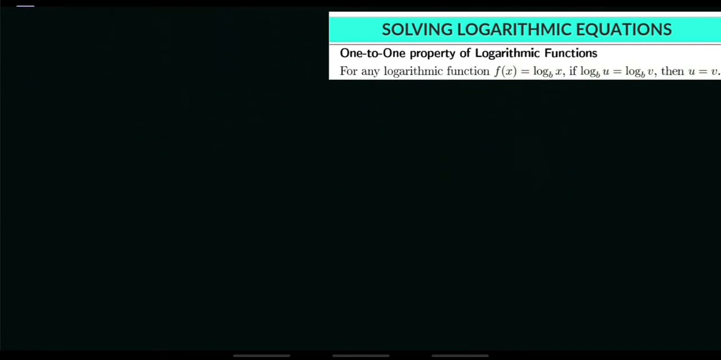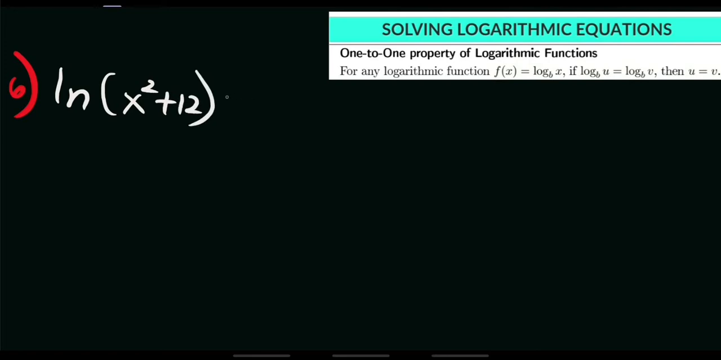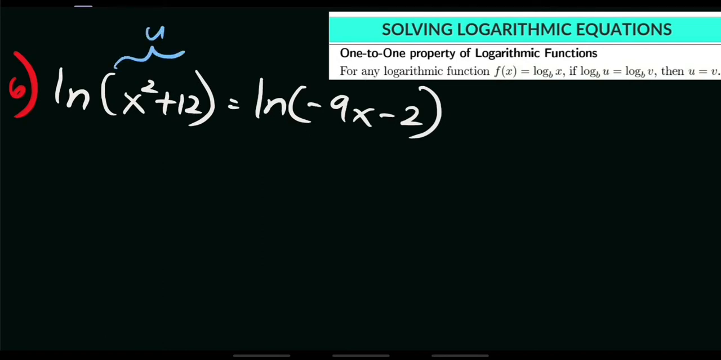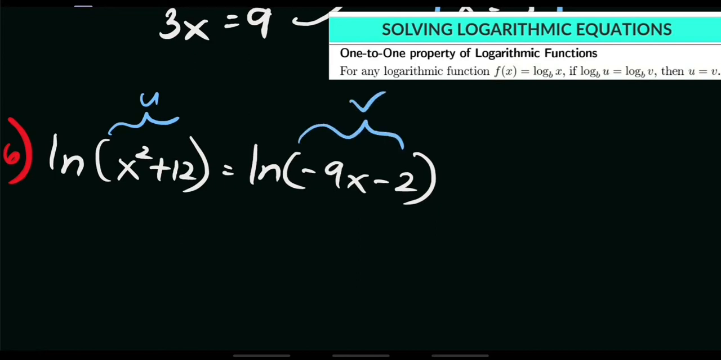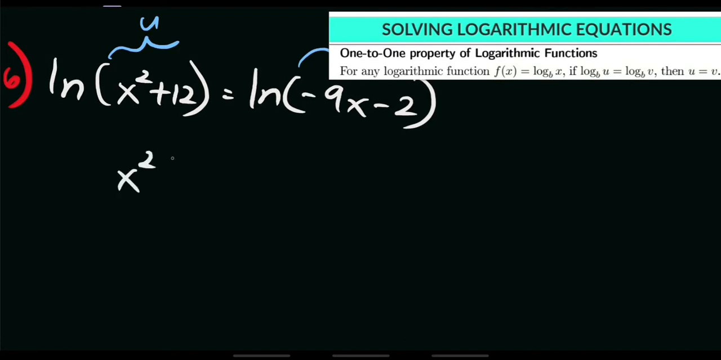For example number 6, let's try to solve some problems or expressions with a degree of 2. Say we have this natural logarithm, or ln, of x squared plus 12, that is equal to ln of negative 9x minus 2. Let's try to answer this given problem. Since we have ln, or natural logarithm, and natural logarithms are logarithms with a base of e, automatically we have a common base. So let's just equate the values of u and v. For the value of u, we have this one, and for the value of v, we have this expression. Let's equate those values. It gives us x squared plus 12 equals negative 9x minus 2.